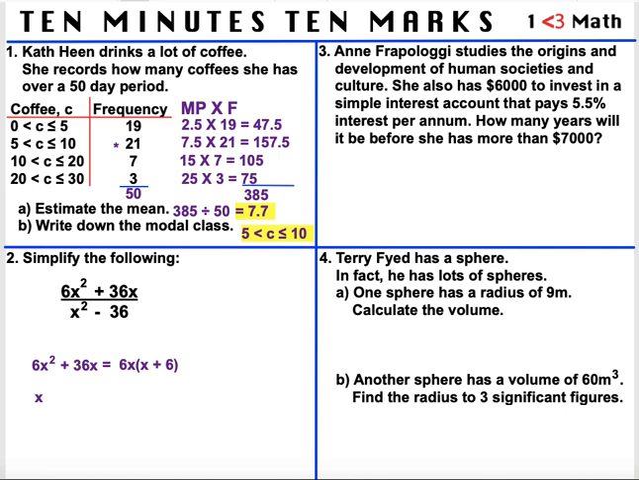Now, when you've got an x squared minus a square number, it's going to be x plus the root and x minus the root in the brackets. Now, 36, the square root of 36 is 6. So the factorization of x squared minus 36 is x plus 6, x minus 6. And you can see now that when we write that back as a fraction, x plus 6 and x plus 6 cancels out. So our simplification is 6x over x minus 6.